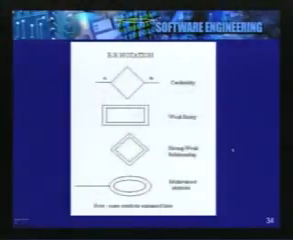Here are some more notations. The cardinality of the relationship is indicated by writing a number. Usually we write 1 or many or n, also for many. So we may say the cardinality is many to many, in which case we may write a letter n here and a letter m here, or we may write the letter m at both the places. So this is how the cardinality for binary relationships are shown.